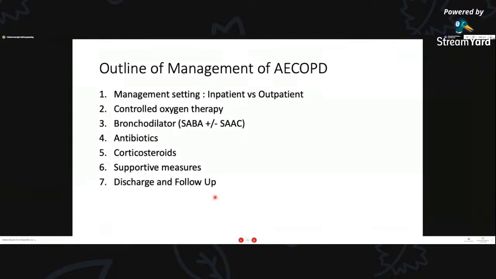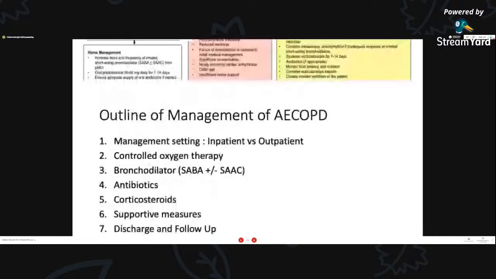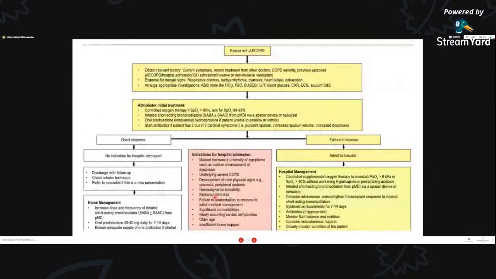Second will be the controlled oxygen therapy. The third one will be the administration of bronchodilators. Fourth one will be antibiotics, corticosteroids, supporting measures, as well as what are the criteria for discharge and what is to be done on follow-up. Of course, all of these are actually summarized in this particular flowchart, so you can just memorize this flowchart.